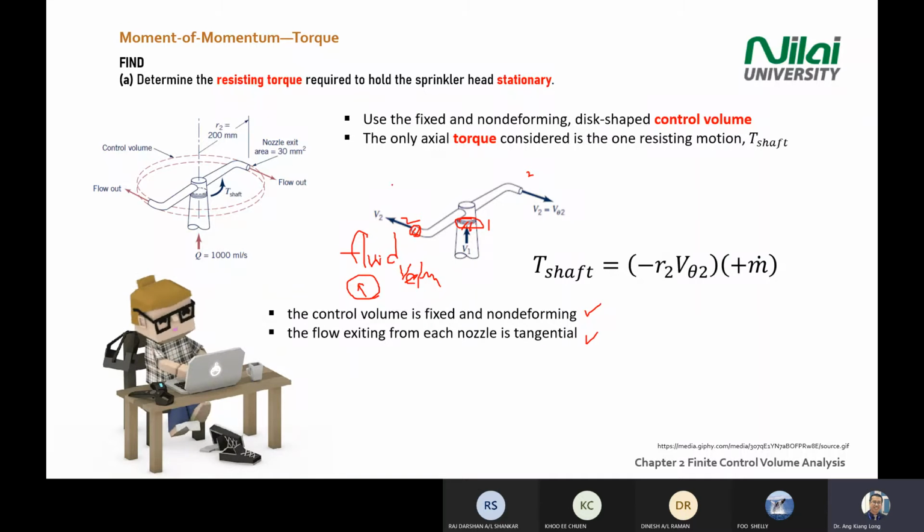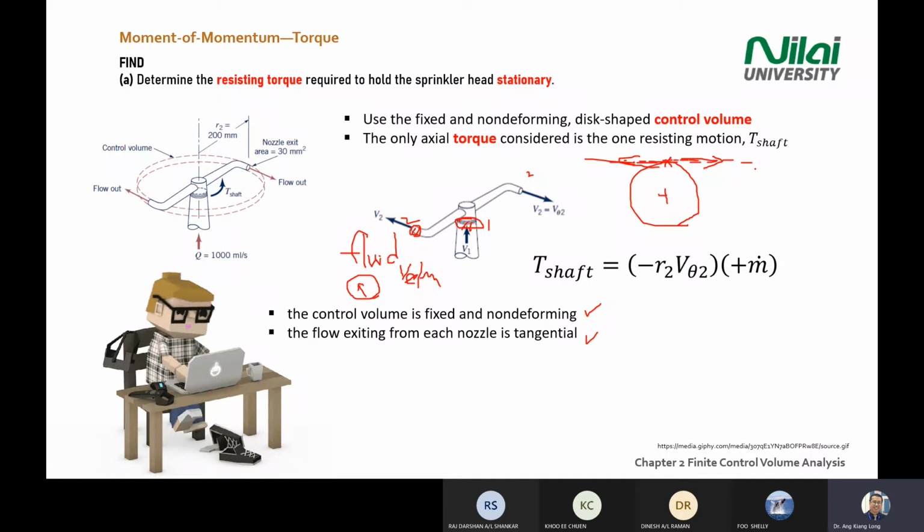The flow is tangential. Why tangential? Because if you draw a circle, what is meant by the tangent of the circle? It's only touching one point of the circle and is always pointing either this way or this way. This direction is called tangent or tangential, meeting at one point. Now this will give you V theta 2 equals V2.